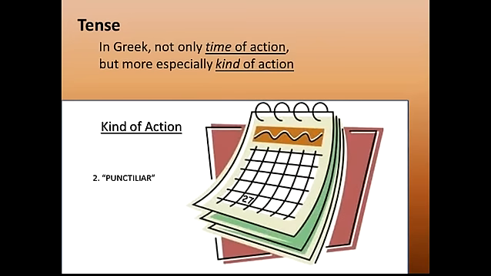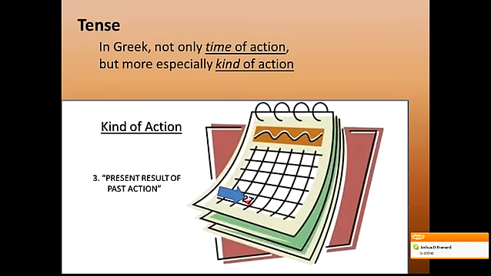A second kind of action is punctiliar action. This has to do with action that is thought of as taking place at a point in time, hence the word punctiliar. So it might be action that occurred 2 days ago, and it happened at that moment in time 2 days ago. It's not ongoing today.